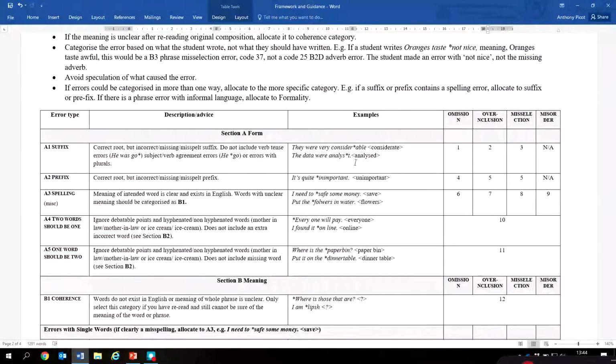Just looking at the numbering system over here also. It's very important. That would be an error type 1, a missing prefix. An example of an over-inclusion of a suffix would be he's impatient. We don't want the in there. An example of number 3 would be the jigsaw was impossible. And of course, we can't have a misordered suffix when there's only one used, so that's not applicable.